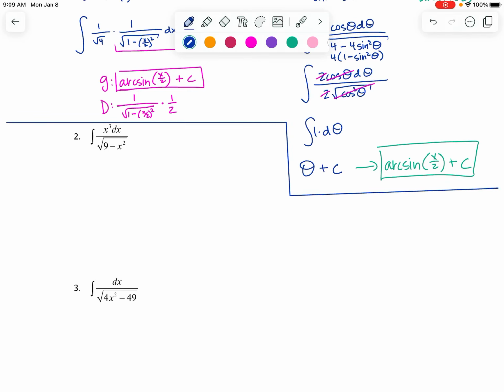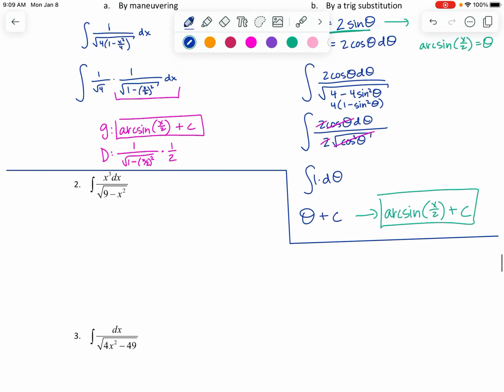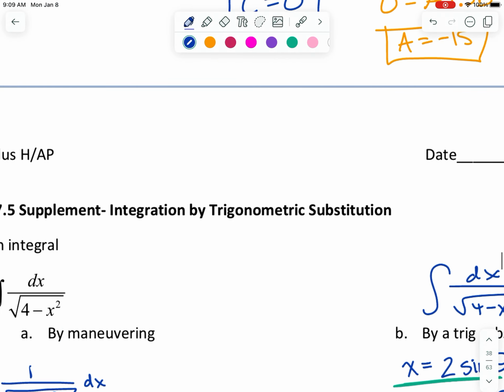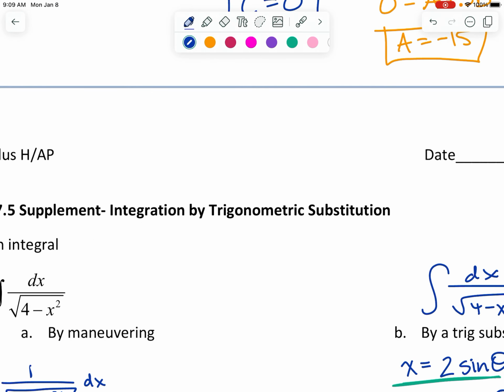All right, before we start for number 2, I just want to write down off on the side what our 3 options are for trig substitution. So you're going to pick one of these 3 things. We're going to pick either x is some number sine theta, x is some number tan theta, or x is some number secant theta.